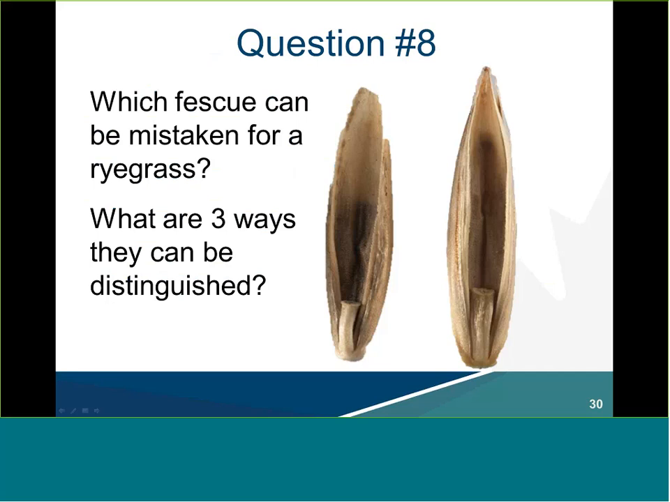Let's take a look at question number 8. Which fescue can be mistaken for a ryegrass? And I'm going to make it a bit tougher. I'm going to ask you 3 ways that they can be distinguished. So we're nearing the end here. I've run into some time, so I'm just going to do a minute here.